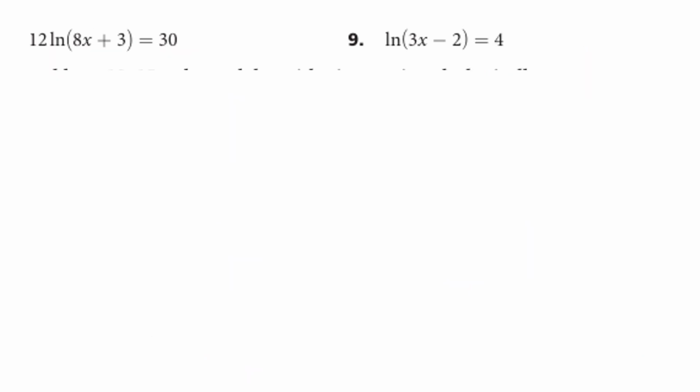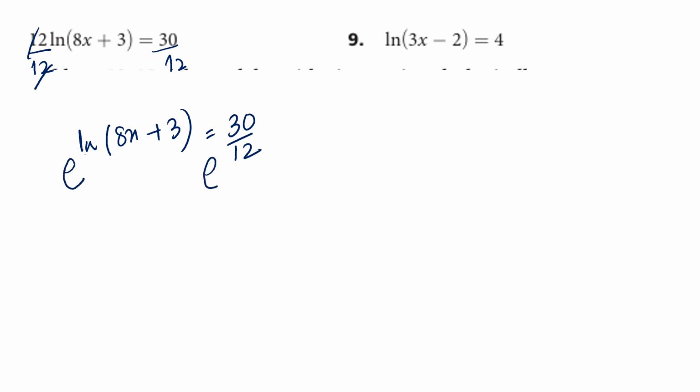Next, now what is it? 12 ln of 8x plus 3 equals to 30. Now here they are talking about the natural log. First, same way, just divide by the 12 to get rid of this number. So we will get ln of 8x plus 3 equals to 30 over 12. Now remember I told you that natural log means the base is the natural base, that is e. So in order to get rid of this ln, you have to raise the power of e on both sides.